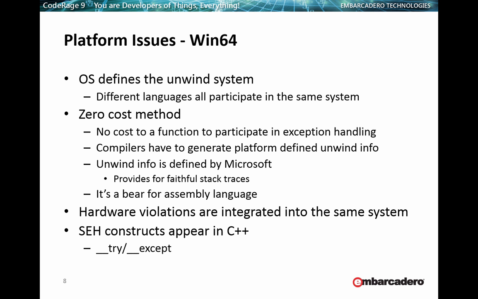Downside, it's a bear for assembly language. That's kind of true of a lot of the other platforms. But this is the first time. Win32 is easy for assembly language to participate in exception handling, and Win64 is kind of a pain. Again, hardware violations are integrated in the same system. If you get an access violation or floating point violation, it's propagated through the unwinder in the exact same way as language exceptions are propagated. Which is convenient. And again, structured exception handling constructs appear on that platform and are supported on that platform.